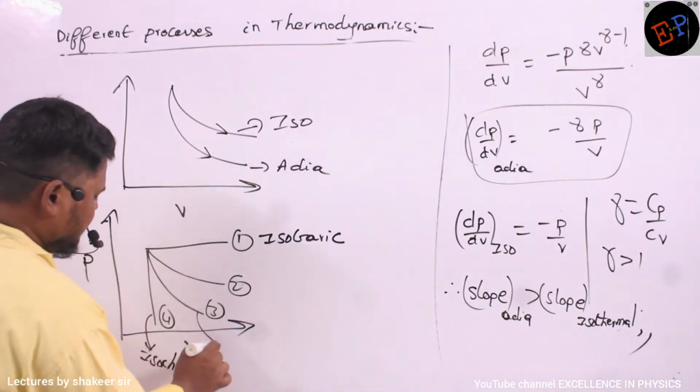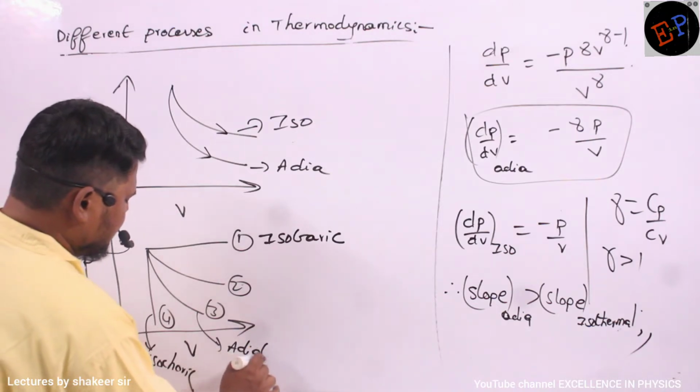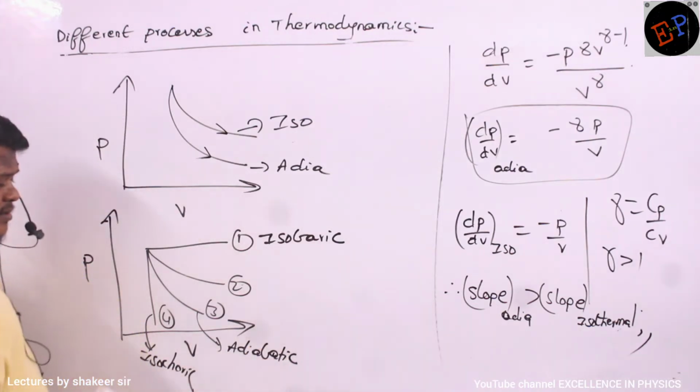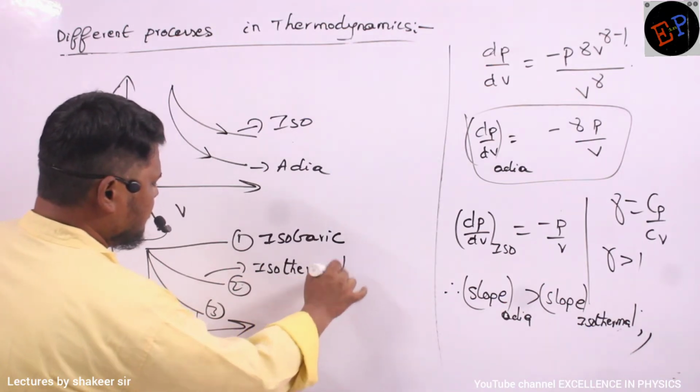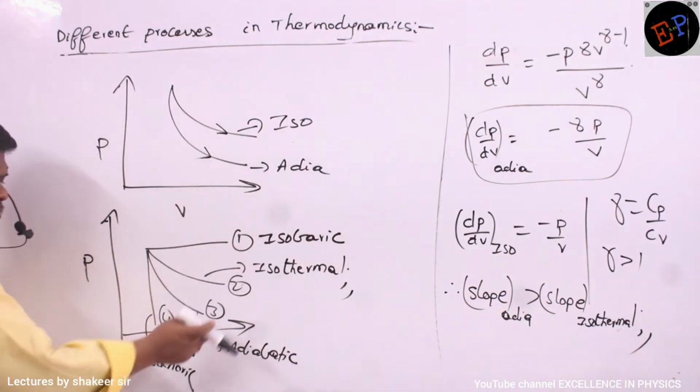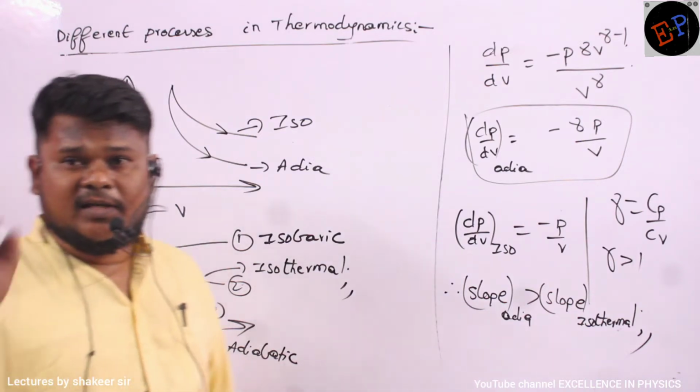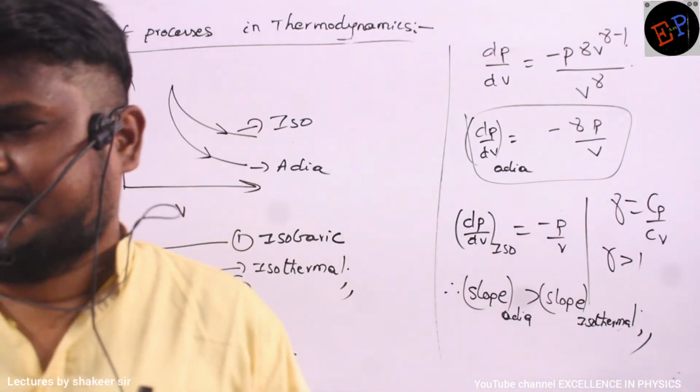The third one is adiabatic. Why? The slope is greater, no? This is isothermal. Why? The slope is lesser. You can compare isothermal and adiabatic only when you look at their graphs. Very optional, I think.